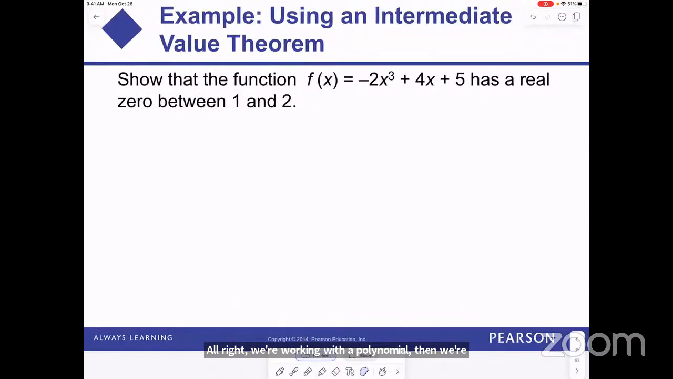Show that this function has a real zero between 1 and 2. With these 2 different x values, we would find the corresponding y and show that they have opposite signs. Then by the intermediate value theorem, again, I'm going to leave that for you to discover. That's in my videos. It's also typed here, so you can use this as well.